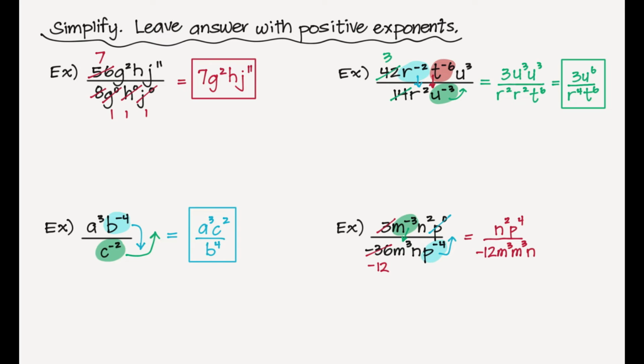So now we can go ahead and see if we can clean this up. I have n squared on top and an n on the bottom, so I can go ahead and simplify those to only be left with an n on the top, followed by p to the 4th power on top. Underneath, I have negative 12 m to the 6th power, and that's it. So that is our final expression in simplified form.